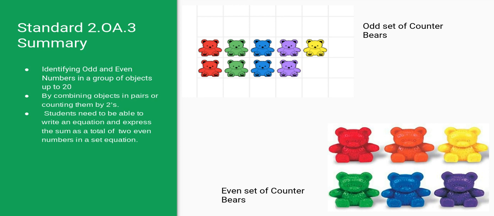As you can see, at the top, we have 9 bears. The number 9 is an odd number. At the bottom, we have 6 counter bears, knowing 6 is an even number.